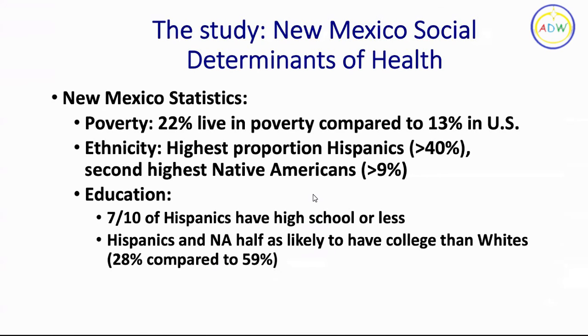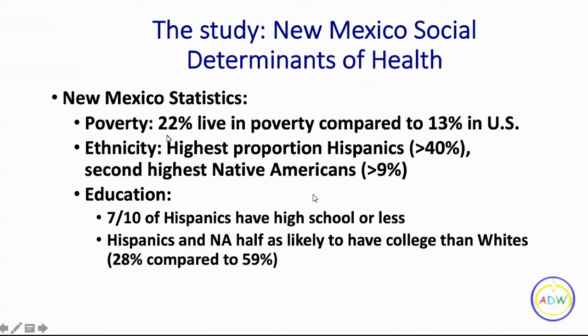And now I wanted to show you some examples of social determinants of health from the so-called New Mexico study. The New Mexico study was conducted many years ago, more than 25 years ago. You know that New Mexico is one of the poorest states in the USA, and here you see characteristics.